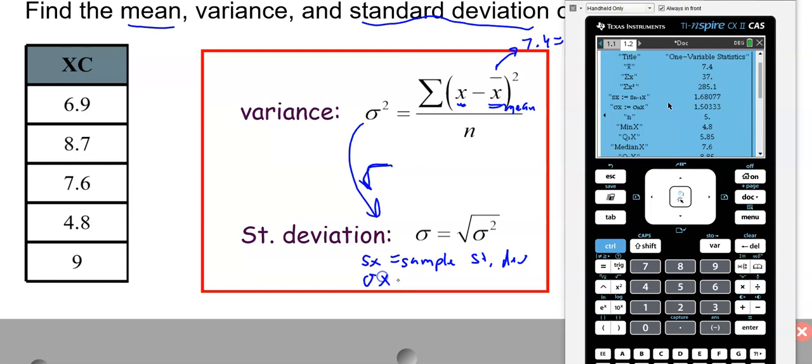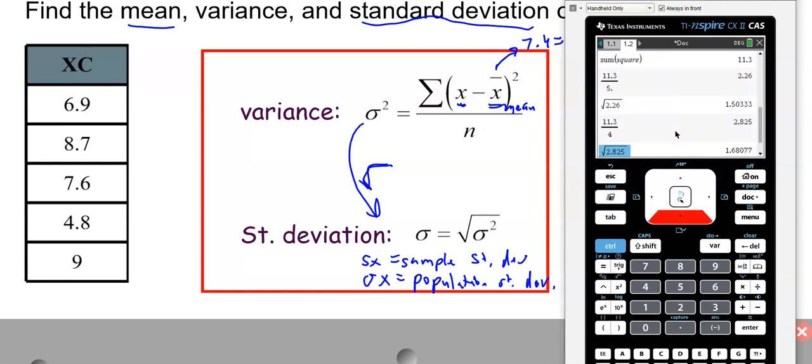And sigma x, whenever you use a Greek letter, you're talking about the population. So the population standard deviation. Usually we take a sample from the population. And so you can see the calculator actually did all that work for us. It calculated both the sample standard deviation and the population standard deviation. So there's really no need to do those steps every time.